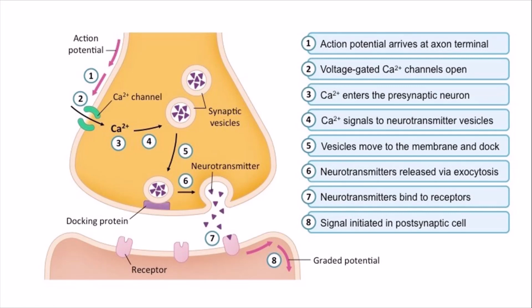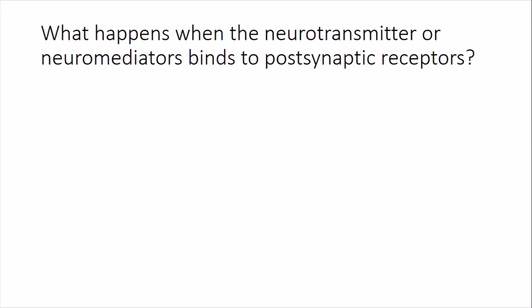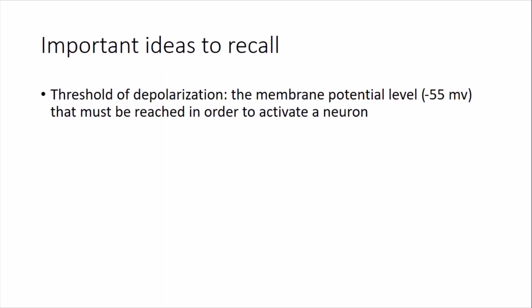Okay? So these are the ideas that you should memorize from the book, but I think we can elaborate a bit more to make them more clear. First of all, what happens when the neurotransmitter or the neuromediators bind to the postsynaptic receptors? There are some important ideas that you should note here and recall.